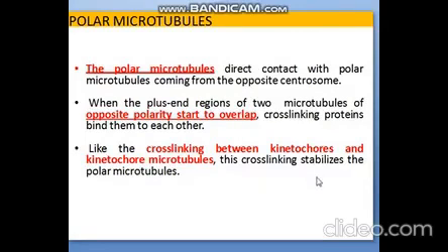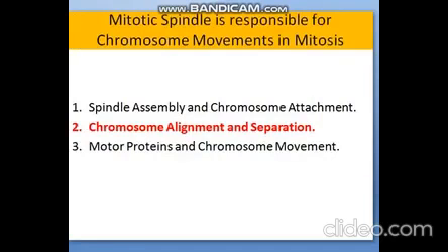So also the cross-linking between the kinetochores and the kinetochore microtubules, this cross-linking again gives stability to the polar microtubules, and that stability is needed for the proper division of the cell. Okay, so the second point is how the chromosomes are going to align and how they are going to separate from each other.